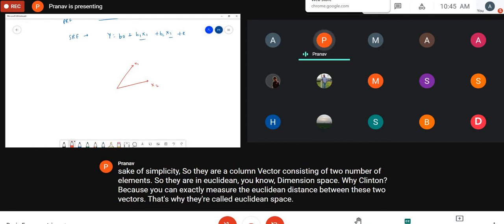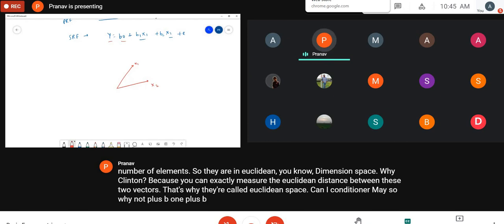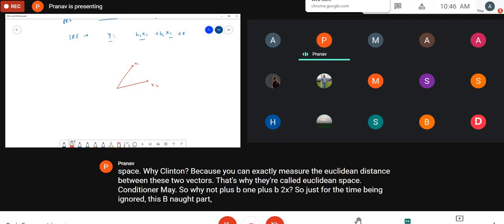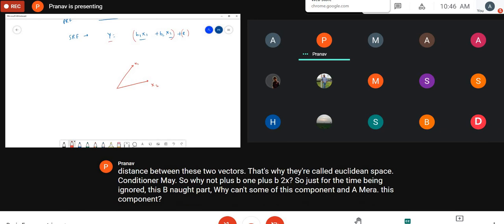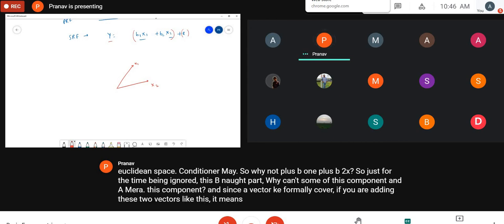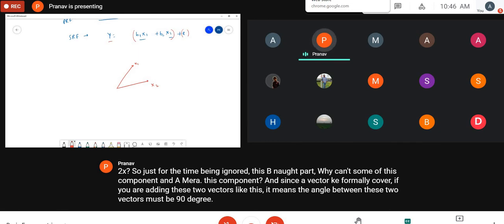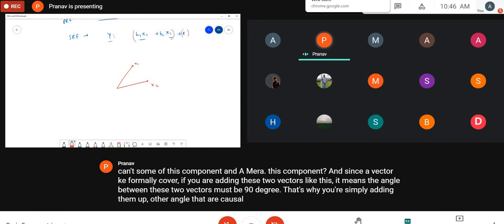क्या है कंडीशन मेरा? मैं इसको y को कैसे लिखा हूं? b0 plus b1 x1 plus b2 x2. Just for the time being, ignore this b0 part. अब मेरा y क्या है? मेरा y है sum of this component and this component. And since ये वेक्टर के फॉर्म में लिखा हुआ है, if you are adding these two vectors like this, it means the angle between these two vectors must be 90 degree. That's why you're simply adding them up. अगर एंगल रहता तो उसके बीच एक cos थीटा का टर्म ऐड हो जाता.